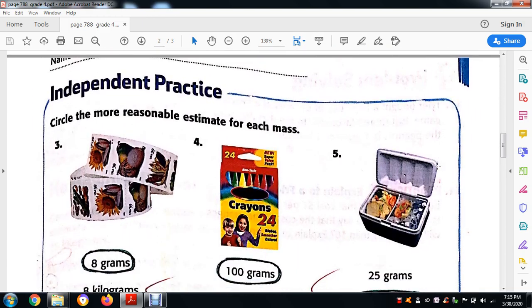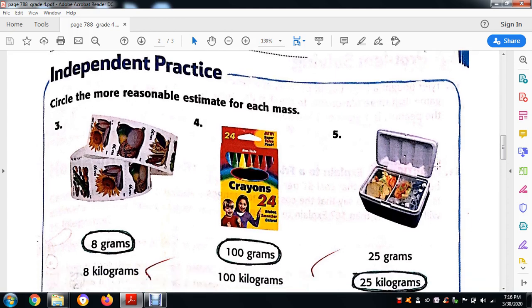Now my dear students, we have number 3 in page number 789. The same question, circle the more reasonable estimate for each mass. Number 3, you can see the picture. Two possibilities are there, 8 grams, 8 kilograms. So we will circle 8 grams. This is the correct one for this figure.